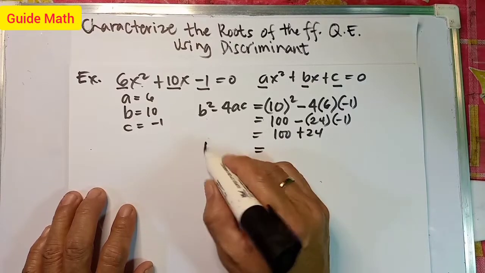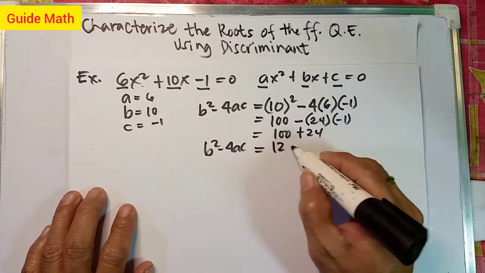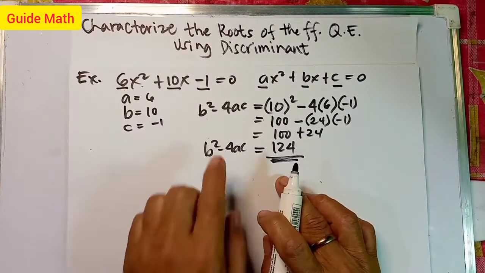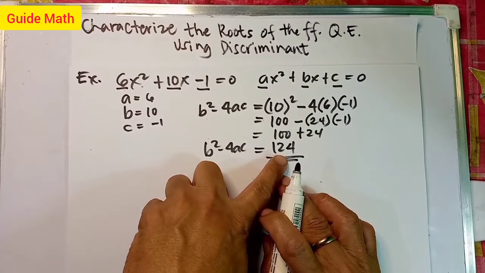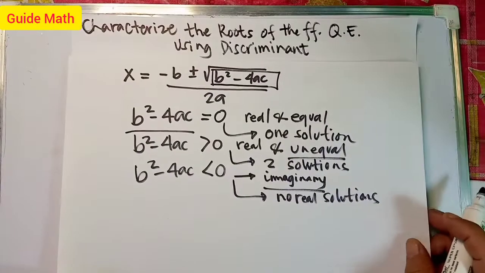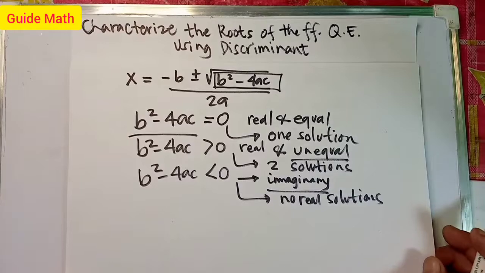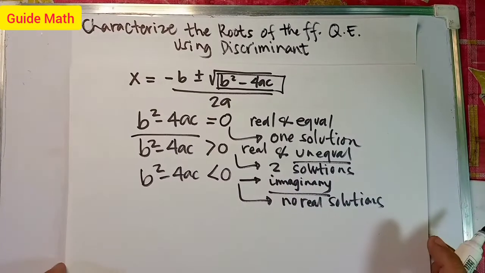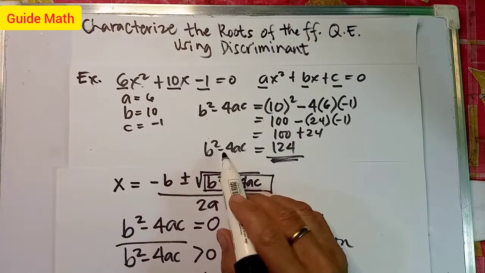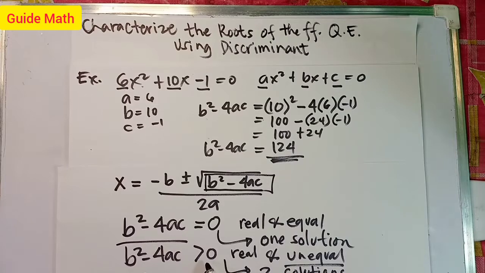Then our value of b squared minus 4ac is equal to 124. Dapat balikan natin itong ating kudigo or yung ating value, which is titingnan natin kung saan siya nabilong. Since based on the given, the value of our b squared minus 4ac is equal to 124. So, meaning, mas malaki siya sa 0.